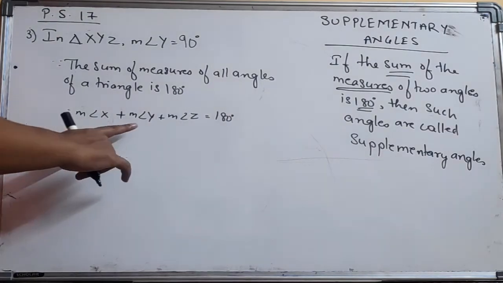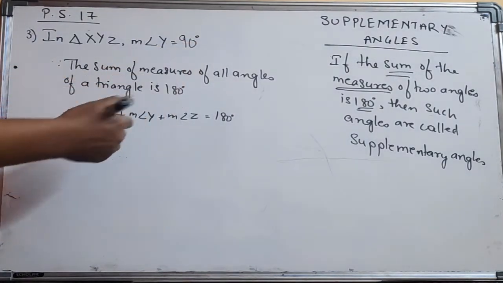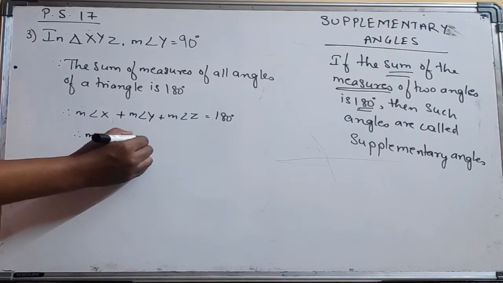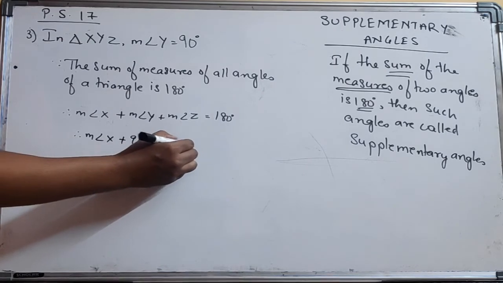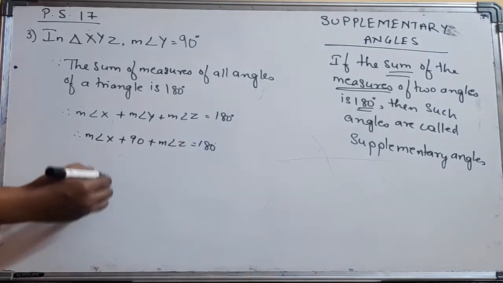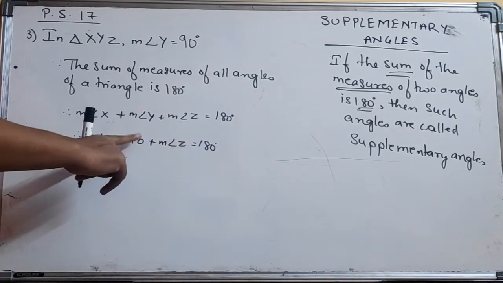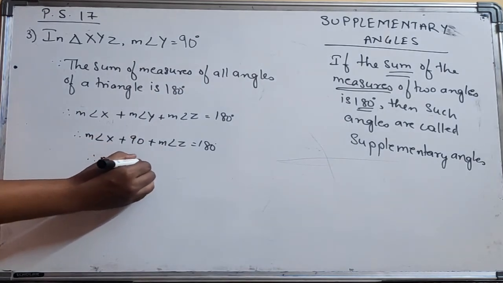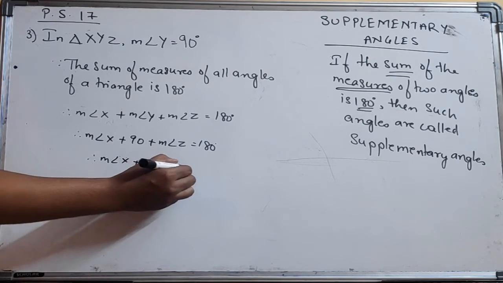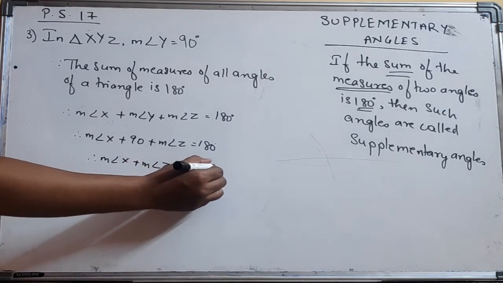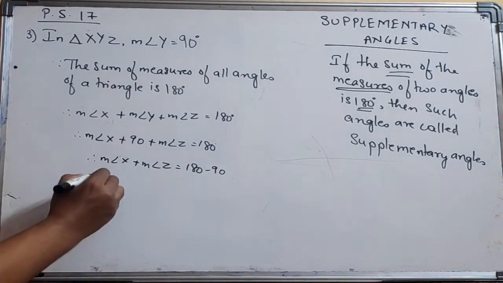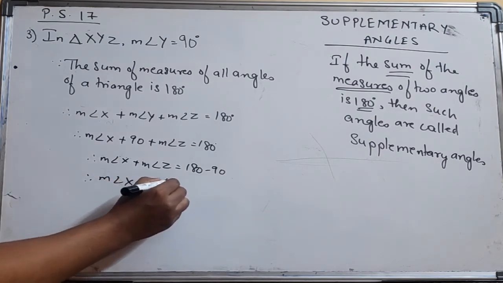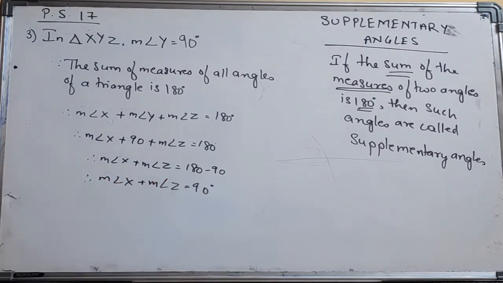So, what is the measure of angle Y? 90 degrees. So, you will write, therefore, measure of angle X plus 90 plus measure of angle Z is equals to 180 degrees. I will take this numerical value on the other hand side. So, therefore, I will have measure of angle X plus measure of angle Z is equals to 180 minus 90. Therefore, measure of angle X plus measure of angle Z is equals to 90 degrees.